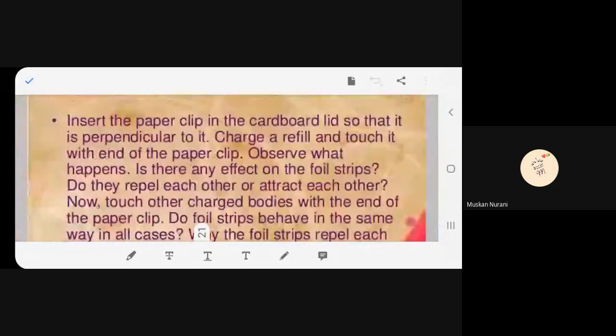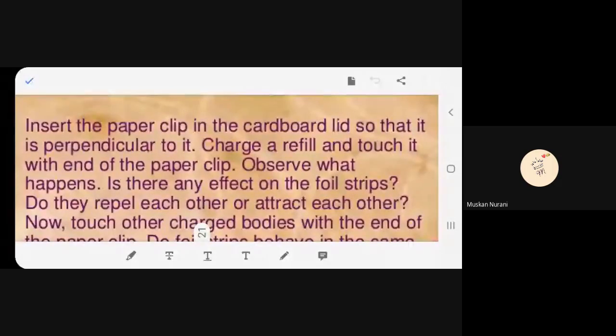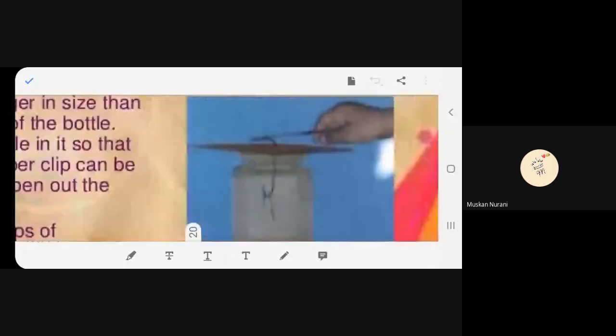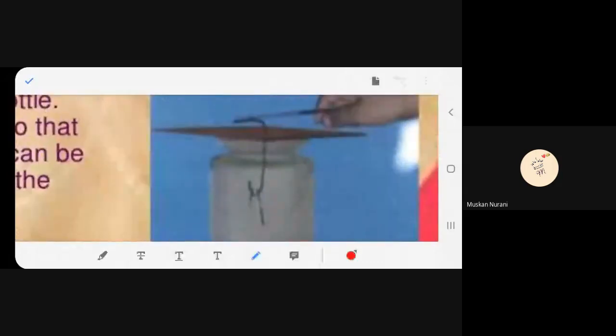What is written over here? Now I put the paper clip in the cardboard so that it becomes perpendicular. Can you see this is perpendicular? So it is making a straight line, perpendicular. Yes or no? 90 degrees. It is perpendicular. You agree? Boys, do you agree? Yes, ma'am. Okay.